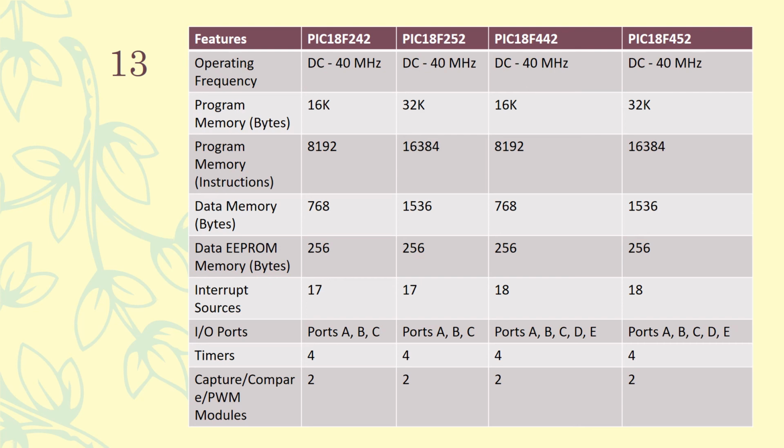Rest of the things here I have listed. Interrupt sources in case of 242 17, 252 17, and for 442 and 452 they are 18. IO ports in case of 242 and 252 we have 3 IO ports A, B and C, and in case of 442 and 452 A, B, C, D, E. Total 5 IO ports are there. All are not of same size. We will be getting into detail of that also afterwards. Timers for all these 4 members of PIC 18F family 4. Then capture compare PWM module. For all of them there are 2 modules.